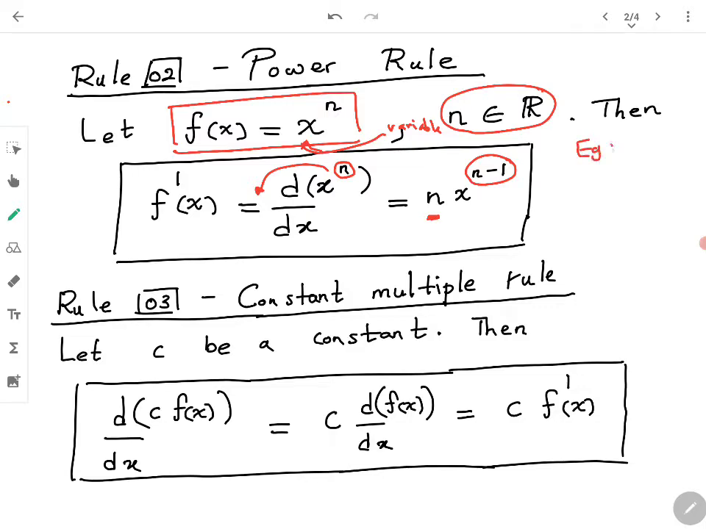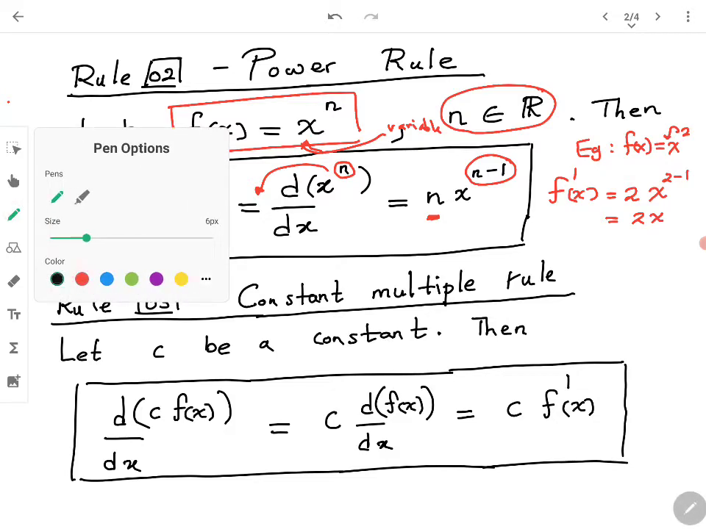A simple example is, say f(x) is equal to x squared, and I want to find f prime of x. The first thing I need to do is bring 2 down, here n is equal to 2. So bring 2 down. Then from that exponent I need to subtract 1, so 2 minus 1. Then the derivative of x squared is equal to 2x. This is called the power rule. This is a very important rule in derivatives, and we are going to use it a lot.